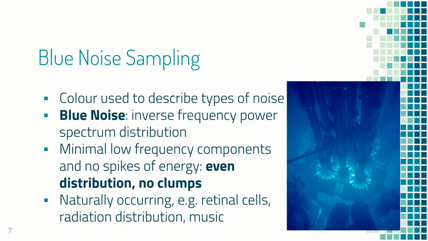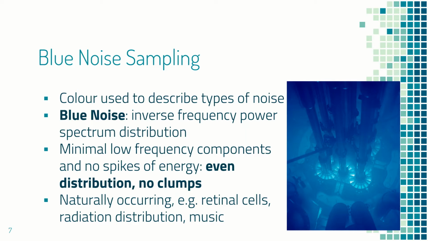So blue noise itself: we use color to describe different types of noise. So there's pink noise, brown noise. I'm not going to go into all of the detail of all of these, but the definition of blue noise is the inverse frequency power spectrum distribution. And the example on the right is of Cherenkov radiation, which actually does exhibit a blue color due to the refractive index as a result of the distribution of the Cherenkov radiation. Don't ask me to try and explain that, but there's plenty of information out there online if you want to know more detail about that.